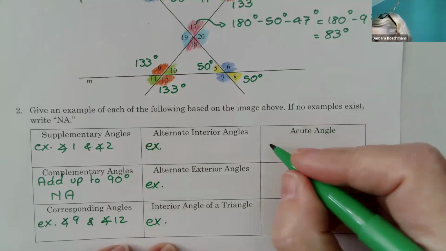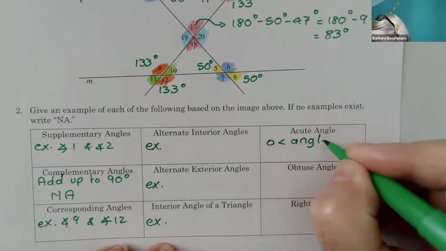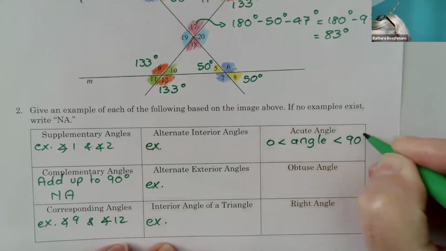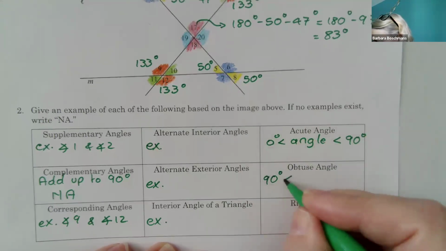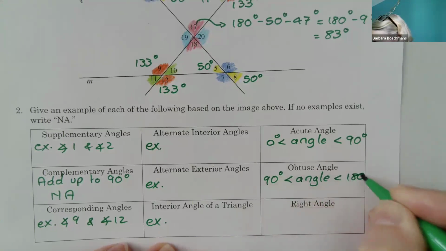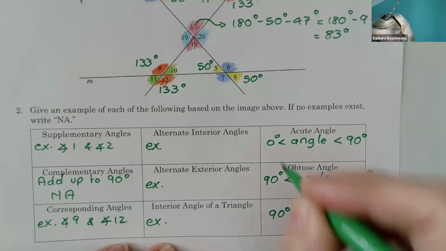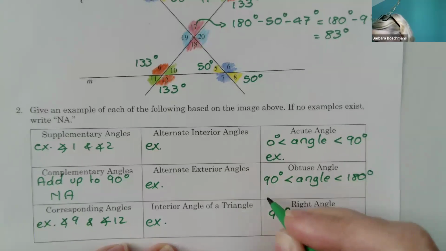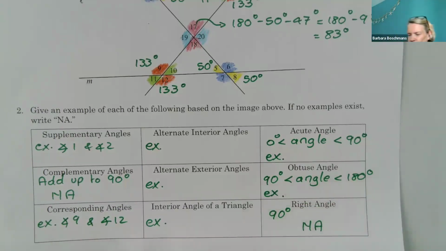An acute angle is an angle that is between 0 and 90 degrees. An obtuse angle is between 90 and 180 degrees. And a right angle is 90 degrees, and we don't have one of those. So you find an example of an acute angle and of an obtuse angle.